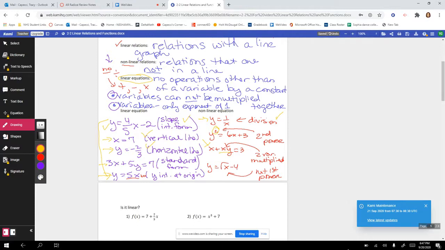And the last one, we have the square root of x. Remember that x really is x to the 1/2 power. So again, it's not the first power, so that would not be a line.